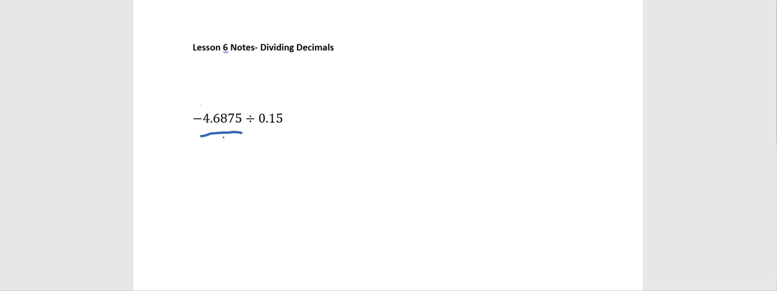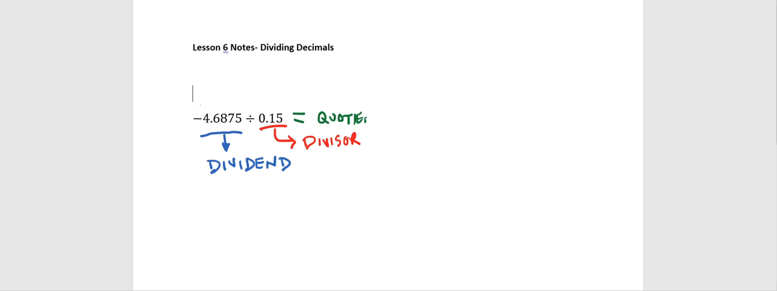So that number right there is called the dividend. So there's negative 4.6875, that is our dividend, and is being divided by 0.15, that is called our divisor. So the dividend divided by the divisor gives us an answer to this division problem, which is called the quotient.